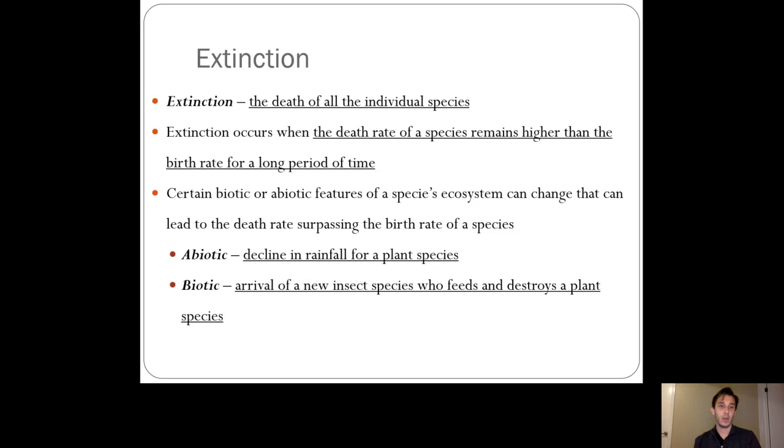Okay. Here's an abiotic example. If rainfall declines, then plants can't get the water that they need. And so a decline in rainfall that's consistent can cause plant species to die out. Okay. A biotic example might be the arrival of a new insect species that eats a specific plant species. And if that new species eats too many of that plant species, then eventually that plant species will die out. And so we're talking about the same plant species here, but two different ways it could potentially go extinct. Okay.